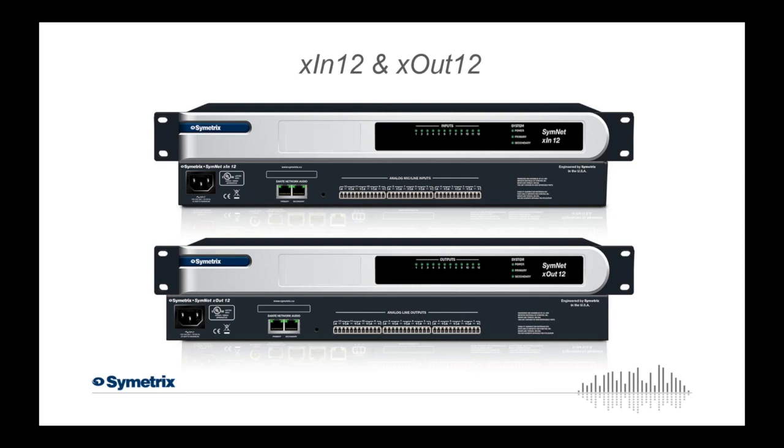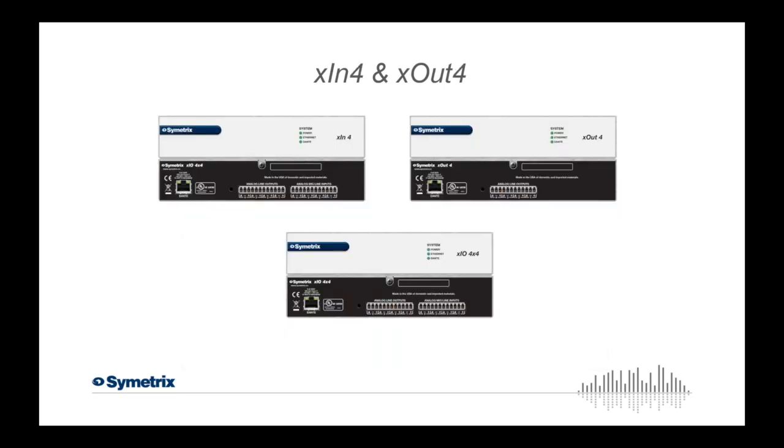These units have the dual Dante port, so Dante redundancy could be an option. Also, daisy chaining units is an option as well. The X-in4, X-out4, and XIO 4x4 are half rack units, with the same mounting options as the Prism I showed you. These are also PoE powered, so that's a huge convenience for connecting these far out somewhere on the network to give you some analog expansion.